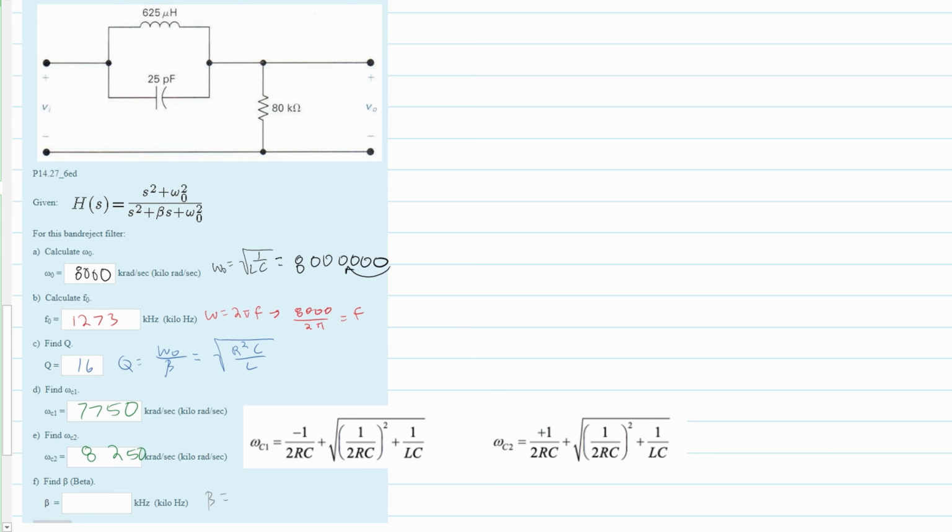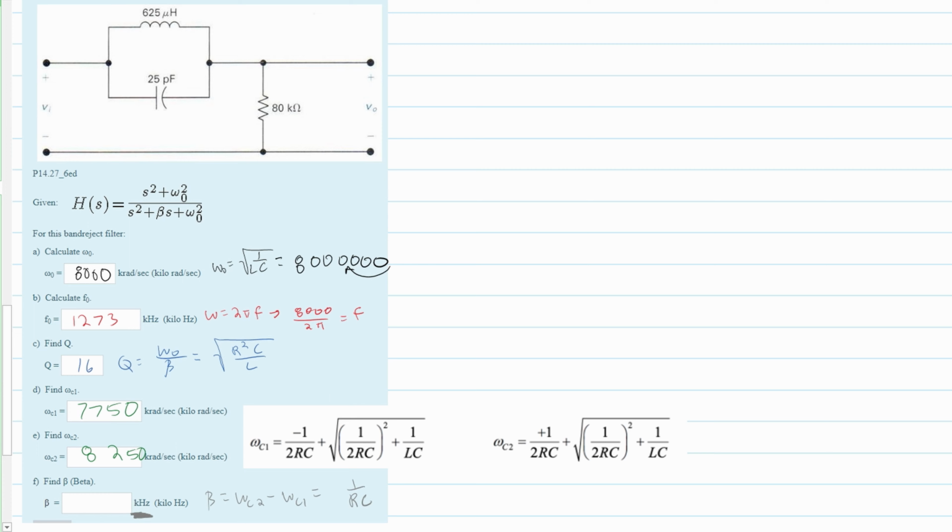Now we need to find beta, and beta can also be found two different ways. So beta can be found when we have our omega C2 minus our omega C1, and this is also equal to 1 over R times C. Now I prefer this way when we have our omega C2 and our omega C1, and this is because this problem is asking for it in kilohertz. Now if we were to do it like this, we would get rads per second. Even doing this, we get rads per second because we have omega C2 minus our omega C1.